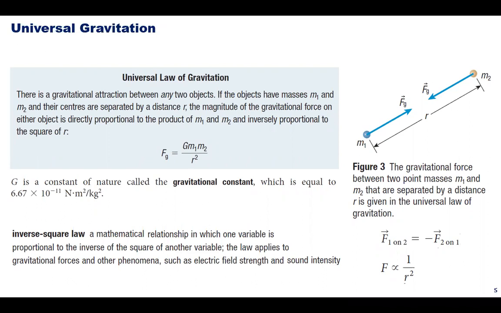Fg, which is the magnitude of the gravitational attraction, equals uppercase G times m1 m2, divided by r squared, where uppercase G is a constant of nature called the gravitational constant, which is equal to 6.67 times 10 raised to the power of -11 newton square meters per square kilogram.